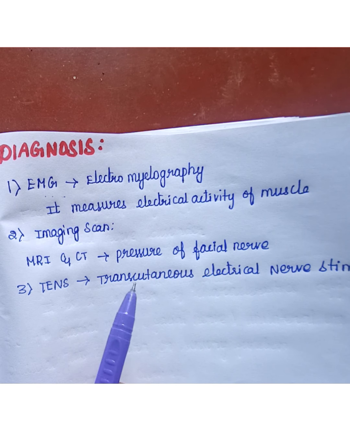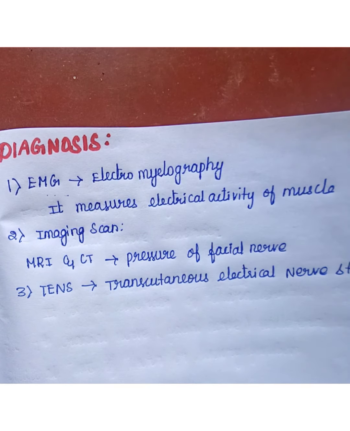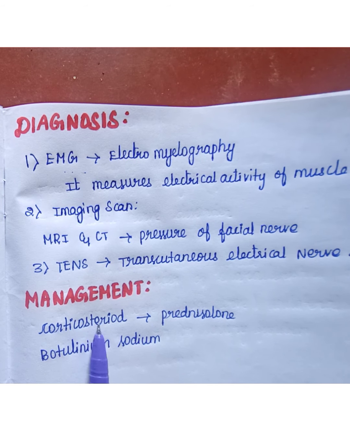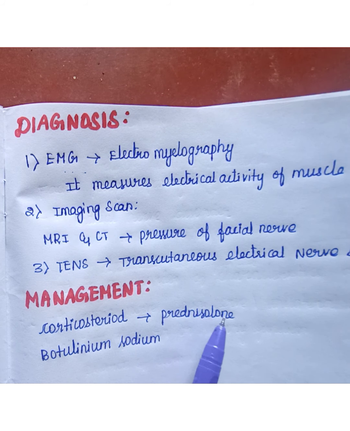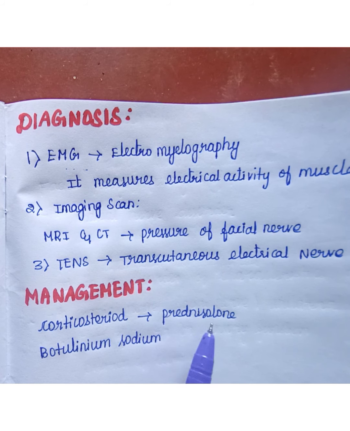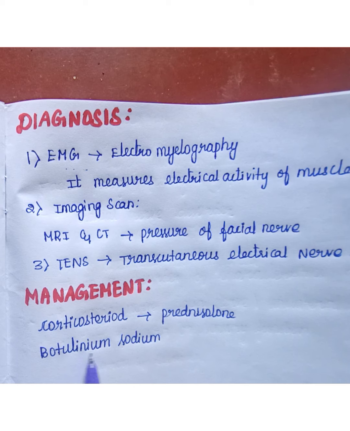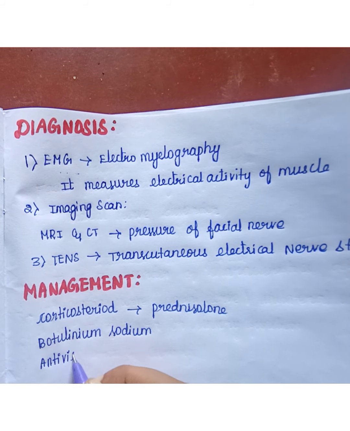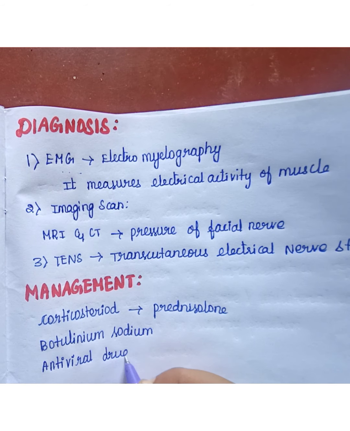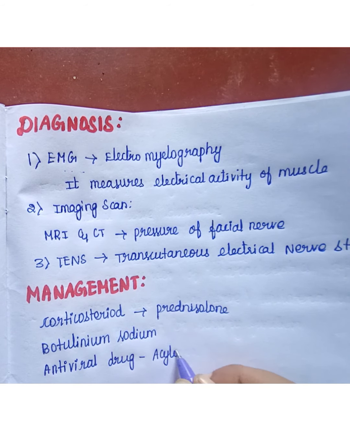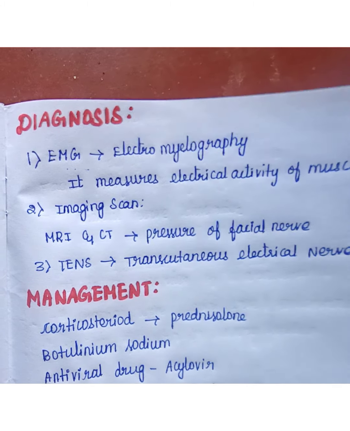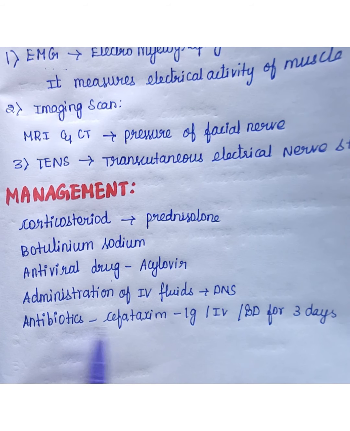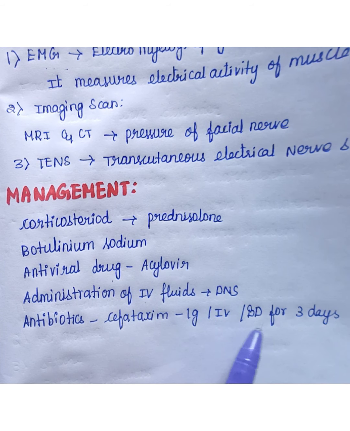Next we are going to see the management. The first one is medical management. In medical management, corticosteroid prednisolone will be given. It is a powerful anti-inflammatory agent. Next, botulinum will be given, and the antiviral drug acyclovir will be given. Next is administration of IV fluids, DNS will be administered, and the antibiotic cefotaxime 1 gram IV BD for 3 days will be given.